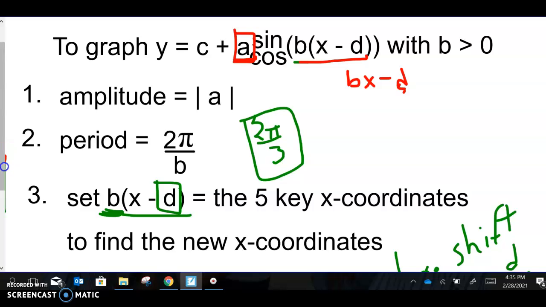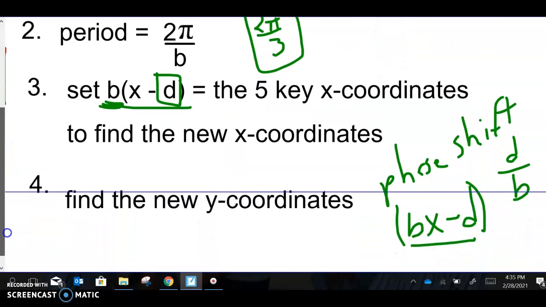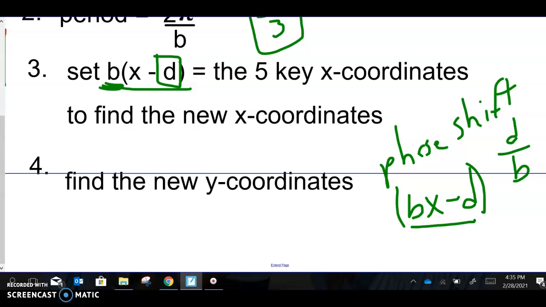It does affect the phase shift, though, which wasn't even on here. If it's just written bx minus d without the b factored out, like ours was, then the phase shift is d over b. In other words, the phase shift in trig is the horizontal shift. So let's look at this.